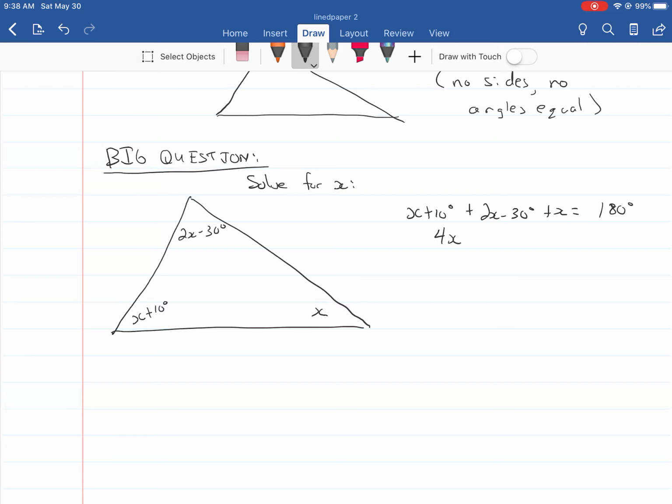I see for x's, I see x and 2x and x. So that's a total of 4x. I see 10 minus 30 is minus 20. And I've got 180 over here. So I get 4x equals 180 plus 20. You see, sometimes I write the degrees and sometimes I don't. You really should, but we sort of let you away with it if you don't write degrees on every line. 4x equals 200 degrees, and then divide by 4, and I get x equals 50 degrees.